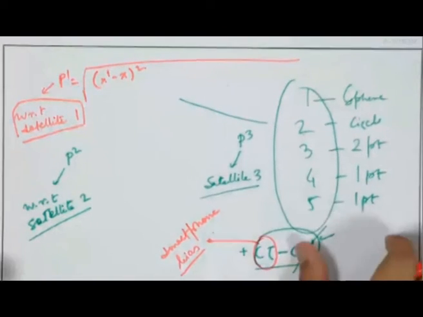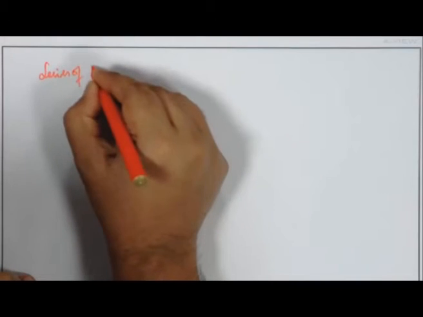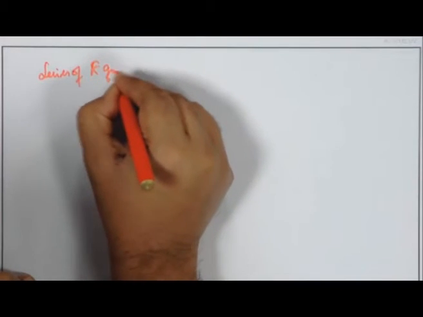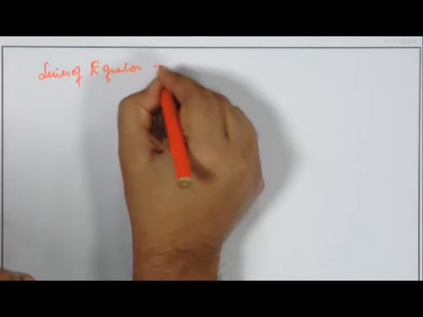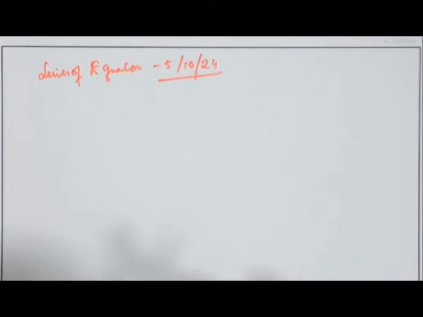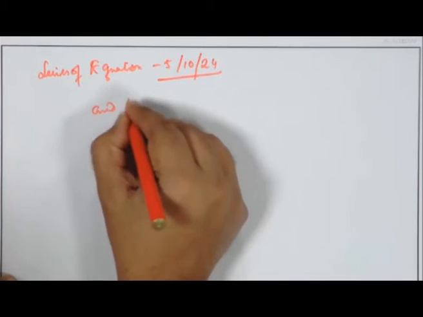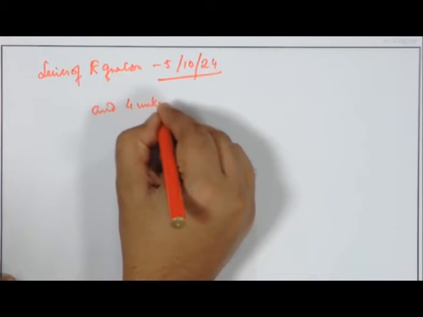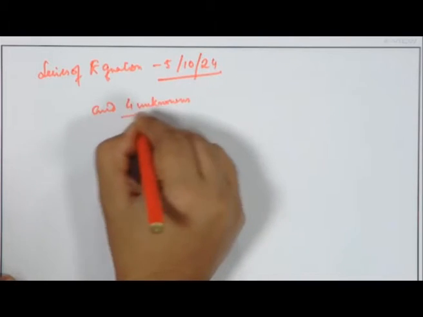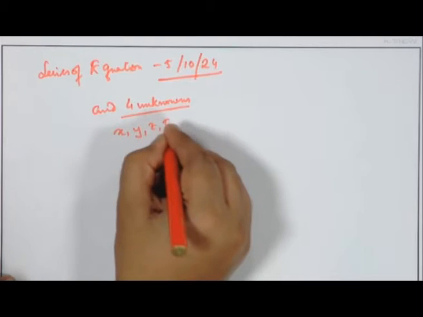So now what were we left with? We are left with a series of equations. Maybe 5, 10. How many at most can we have? Perhaps 24. So we have a series of equations and 4 unknowns. What are the 4 unknowns? X, Y, Z and tau.